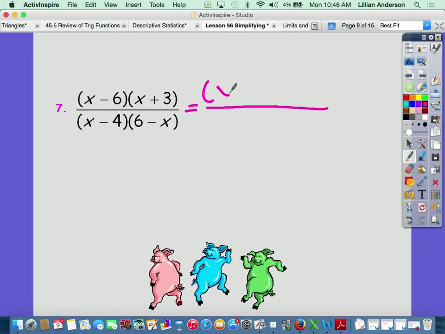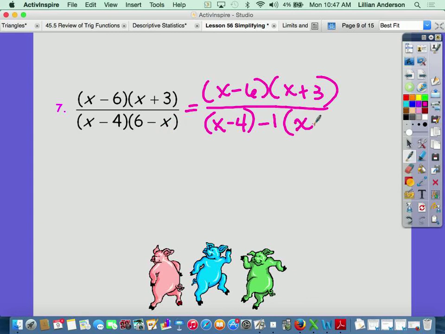So x minus 6, x plus 3, that stays the same. I'm doing nothing to the first factor. The only factor I'm concerned about is the one that I'm going to take the negative 1 out of. When I take out a negative one, 6 minus x becomes negative, x minus 6. Because when I distribute, it gives me negative x plus 6, which is that.